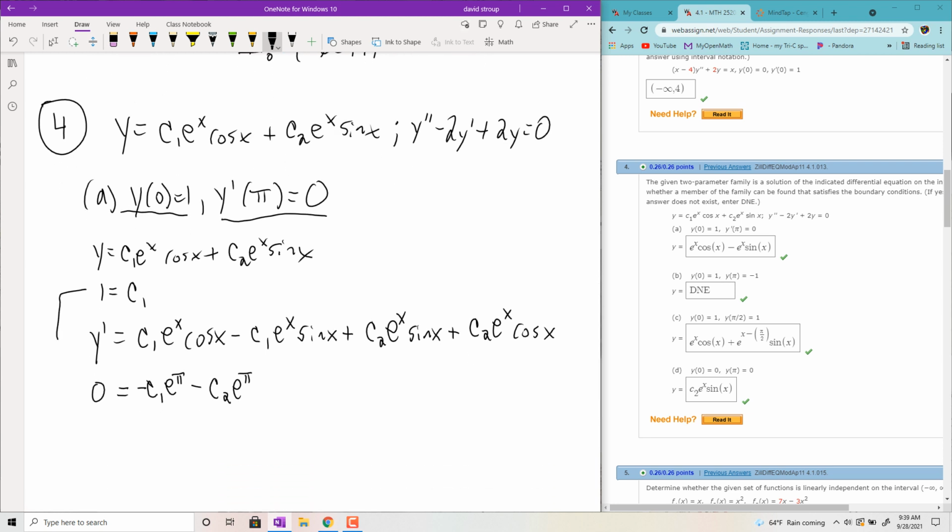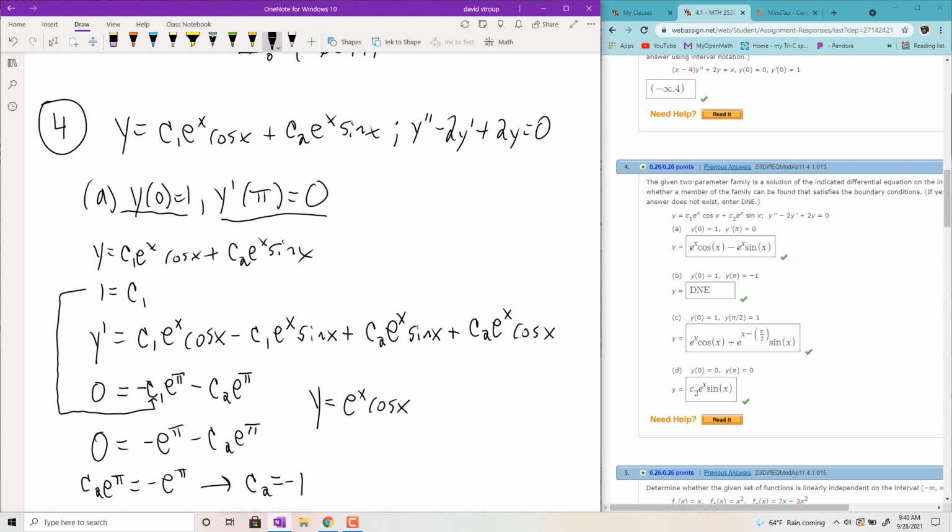Okay. I'm going to take c1 equals 1 and plop it in here, do a substitution. So I have 0 equals negative e to the pi minus c2 e to the pi. Okay, solve for c2, so add c2 e to the pi to the other side. Divide both sides by e to the pi, and I get c2 is negative 1. So my particular solution in that case, y would equal c1, which is 1, e to the x cosine x, then minus 1 e to the x sine x. Okay, and that solution will be unique.